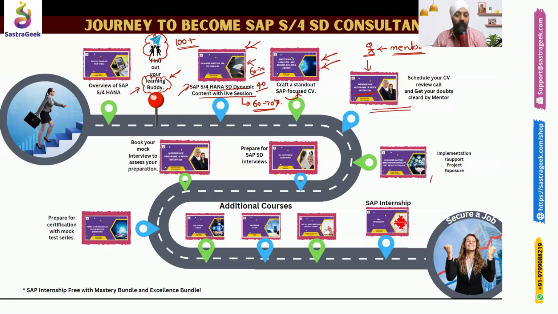Jen is saying, how can I find my learning buddy? We have a Telegram channel and Telegram communications. Once you are enrolled in the course, once you start the course, the first link will be for joining the dedicated SAP SD community from Sastrageek, which is only for SAP SD enrolled students. Okay, in that community, you need to go and find your buddy. I will teach you during the workshop session how you need to go and find your buddy. Okay.